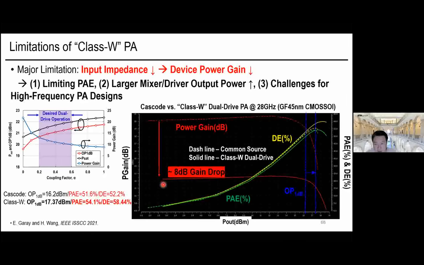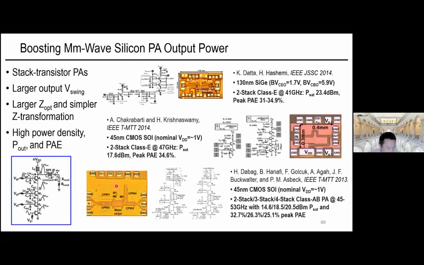So in this case, the drain efficiency improvement is actually even smaller for the class W dual drive PA. Why? Because the cascode now has higher supply voltage, right? And if we reduce the effective knee voltage, the effect is less significant because the overall supply voltage is higher. So anyhow, the improvement in the actual PAE we can see is also smaller for the bare device performance. If we add input and output passive loss, the difference will be even smaller. So therefore I believe there's still a lot of room for exploration and improvement here for this type of PA topologies.